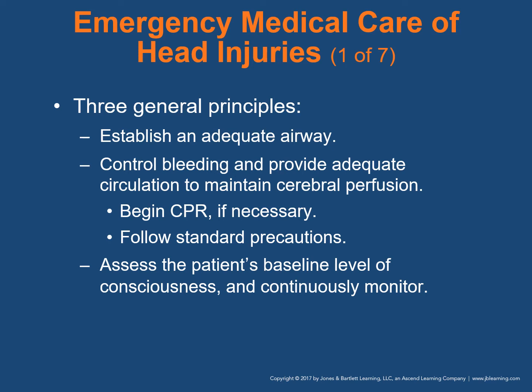With emergency care of head injuries, there are 3 general principles that are designed to protect and maintain the critical function of the CNS, or the central nervous system. Number 1, establish an adequate airway. If necessary, begin and maintain ventilation, and always provide high-flow supplemental oxygen. Number 2, control bleeding and provide adequate circulation to maintain cerebral perfusion. Begin CPR if necessary, and be sure to follow standard precautions. Number 3, assess the patient's baseline level of consciousness and continuously monitor it.